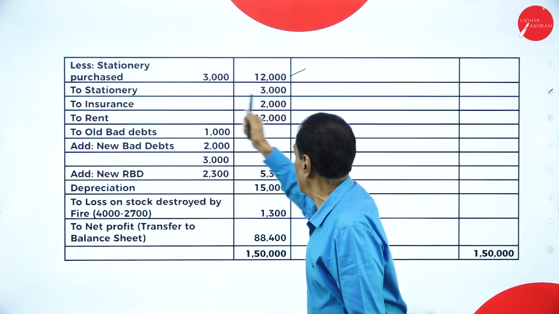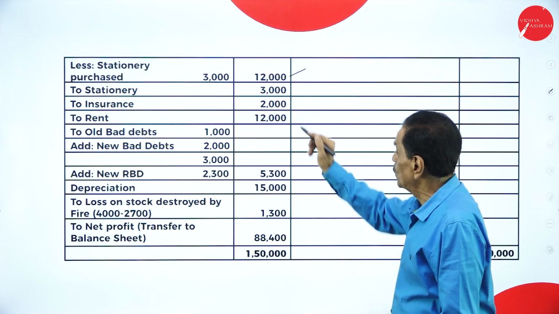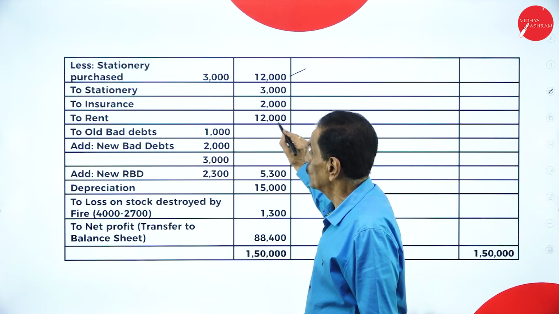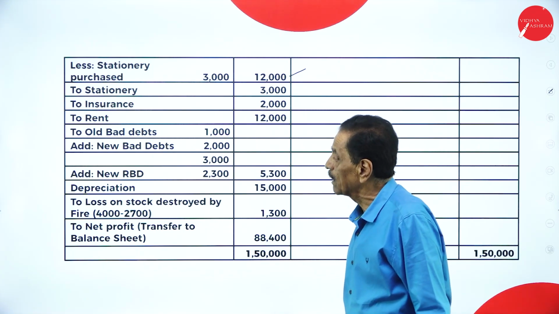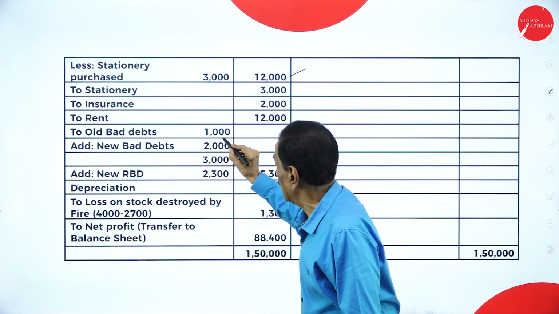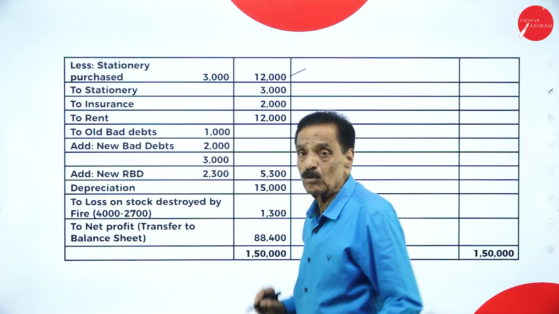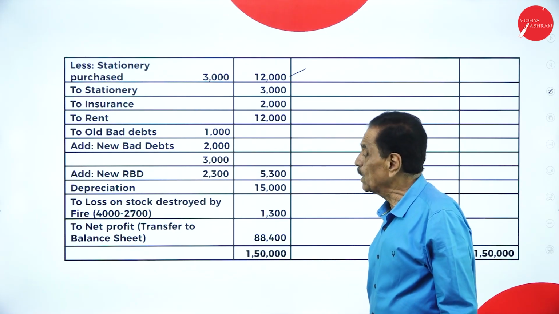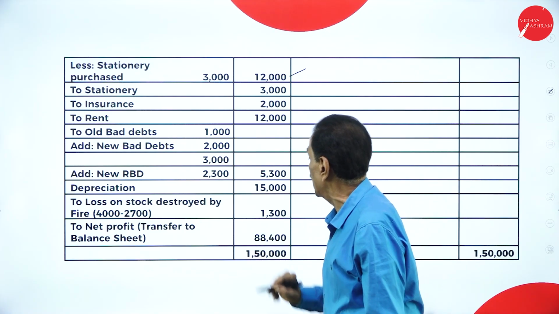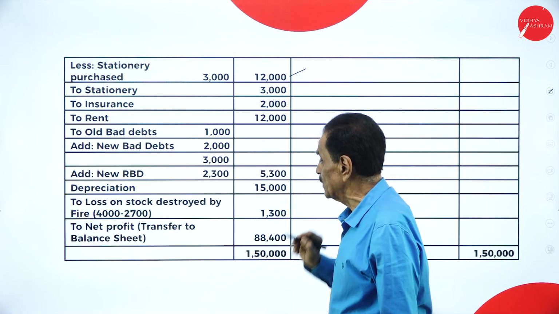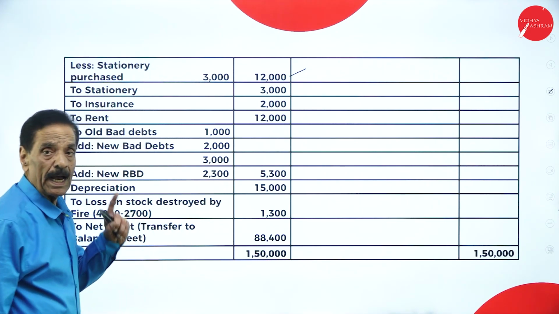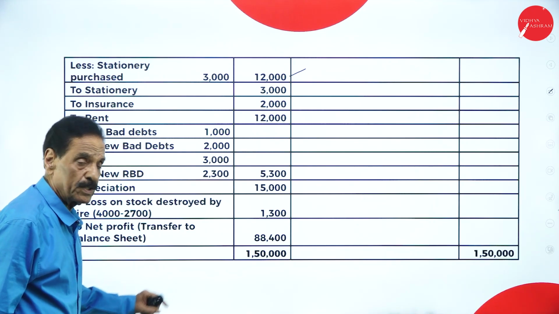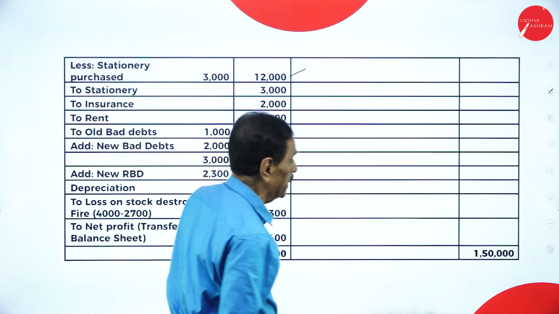12,000. Stationery is 3,000. Insurance, this is the insurance belonging to the company, 2,000. Rent paid is 12,000. The bad debt in the trial balance is 1,000. Add new bad debt from the adjustment 2,000, it becomes 3,000. Add new RBD 2,300, it becomes 5,300. Depreciation as per trial balance is 15,000. Loss on stock destroyed is 1,300.